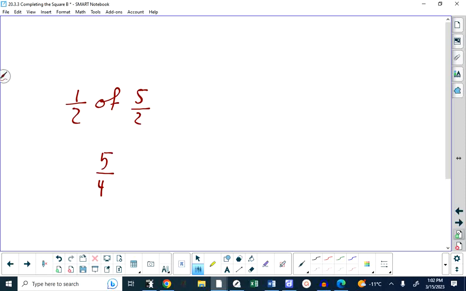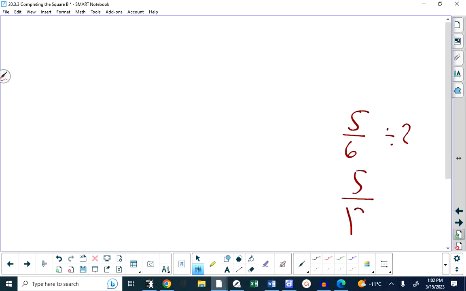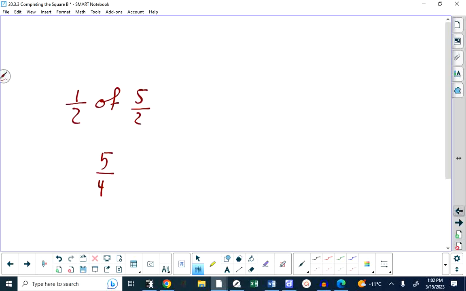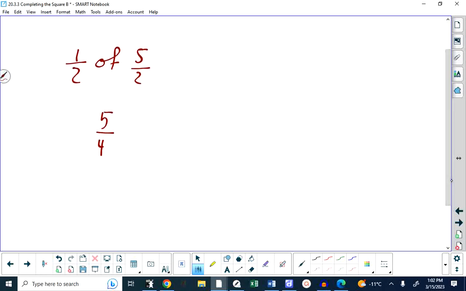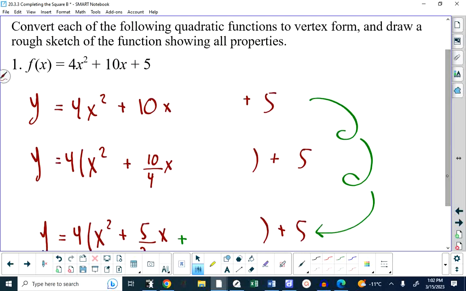And just as a shortcut here, I'll tell you right now that anytime you divide a fraction by 2, you double the bottom. If I said to you, what is 5/6 divided by 2? It's 5/12. Because divided by 2 is 1/2 times it. So the bottom is going to double. And what that means, going back to our question, is we have to take this and square it and get 25/16. So 25/16 is the number that we are adding.